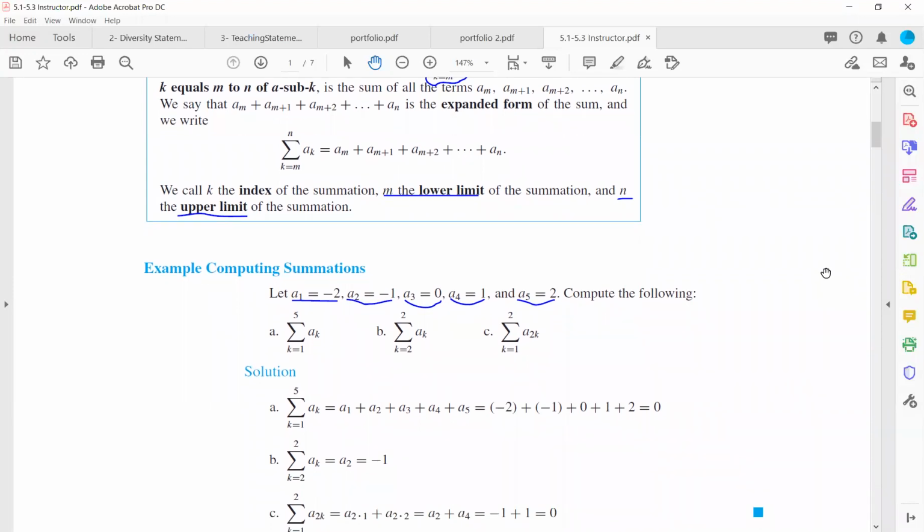The first one says find the sum when k starts from 1 and stops at 5. So you substitute 1, then you substitute 2, 3, 4, and since the upper limit is 5, you stop at a sub 5. The question tells us a1 is negative 2, so negative 2, a2, negative 1, a3, 0, a4, 1, and the last term is 2. Add them all together, the outcome is equal to 0.